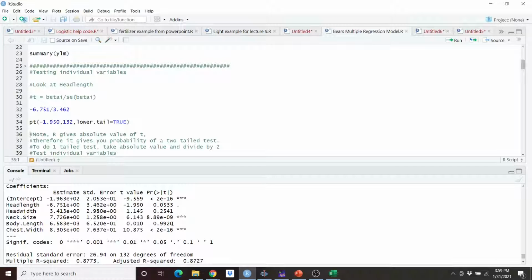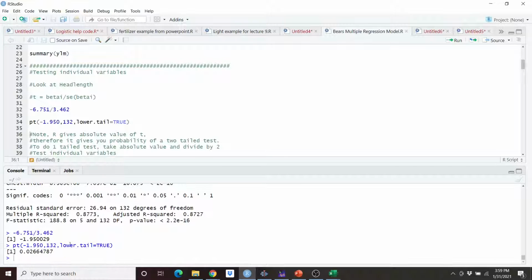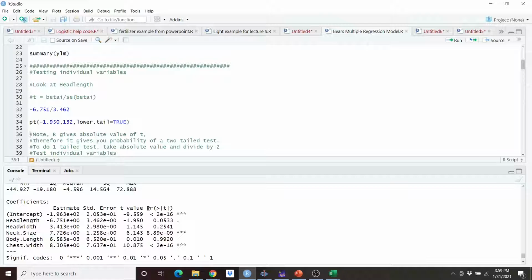If we go up to our actual summary, we can see that the summary gives us a p-value of 0.0533. Well, why is that? We came up with something completely different, 0.02664787. This is because our summary statement has given us the probability that we're greater than the absolute value of t. That means it's giving us a two-tailed probability.